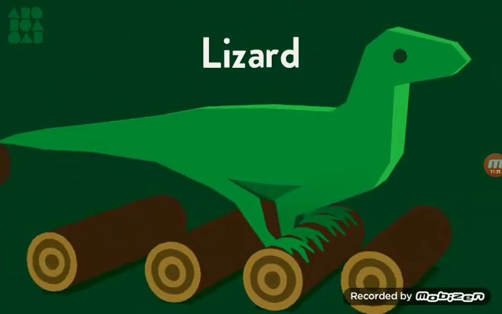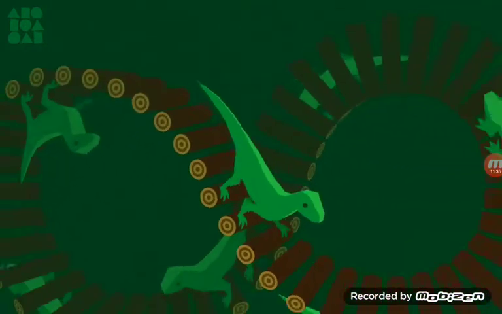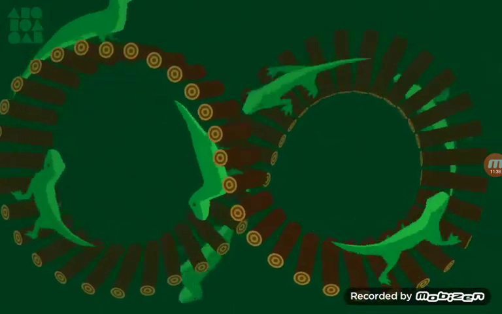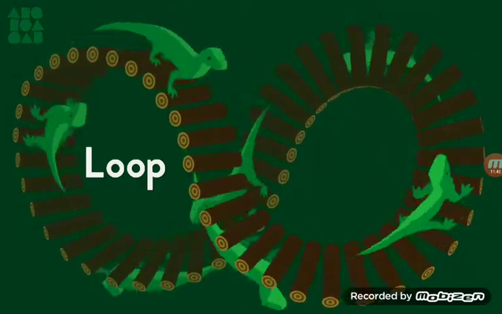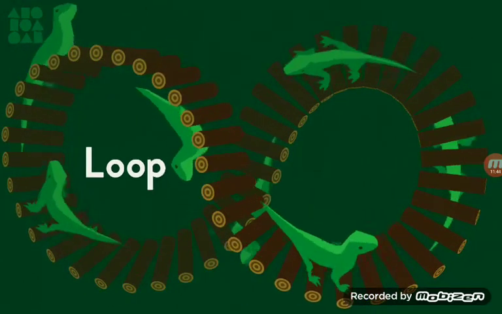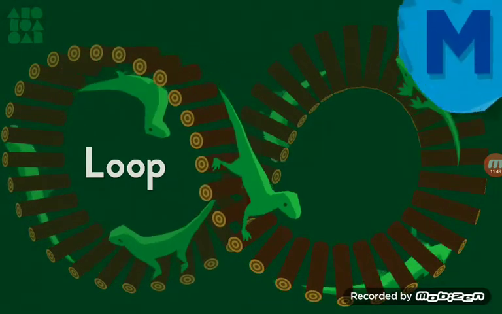Lizard. That's weird. Oh my goodness, it's walking. It's a walking lizard. There's more lizards. Loop. A loop. Loop. M. Okay, let's not talk about M.